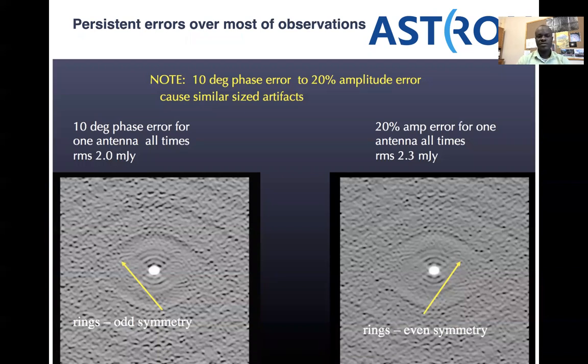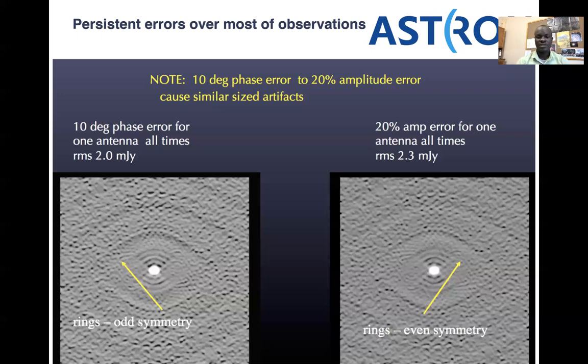You can have two images like the ones presented here. This is persistent error over most of your observations that could come as a result of error in phase or error in your amplitude calibration. These can nearly mirror each other depending on the size of the errors you produce. Like on the left-hand side, if you have a 10-degree phase error for one antenna all the time, this will introduce an RMS of 2.0 millijanskys. And of course, you can see these phase errors in the asymmetric structures you see around this image.